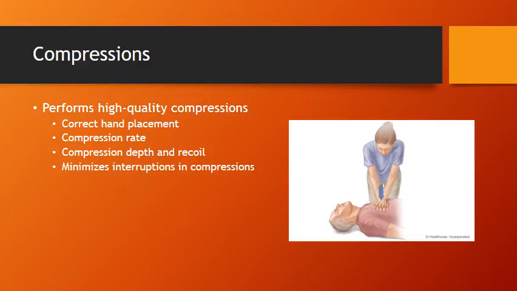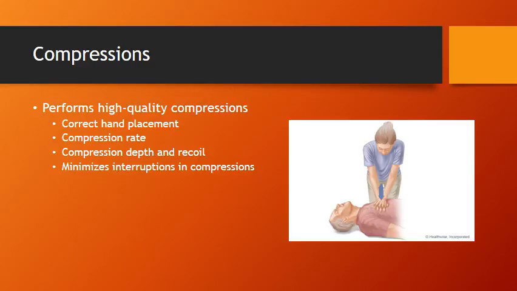Correct hand placement is on the lower half of the sternum, two-handed, with the second hand on top of the first, or grasping the wrist of the first hand, like shown in our slideshow. The compression rate is 100 to 120 per minute. Deliver 30 compressions in 15 to 18 seconds, no longer than 18 seconds.